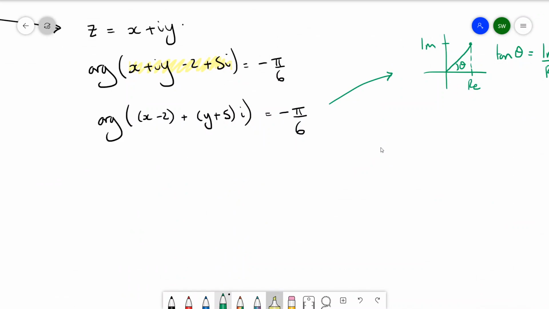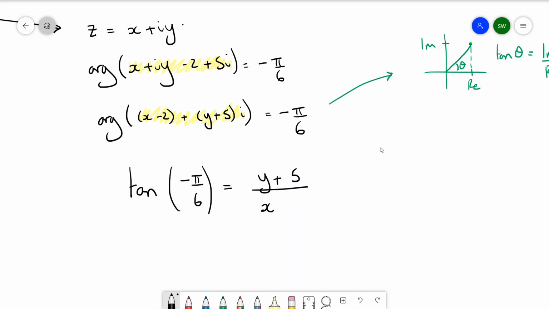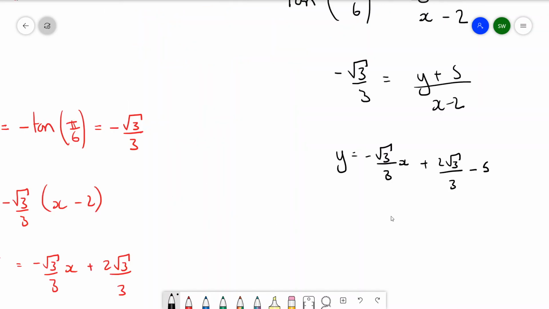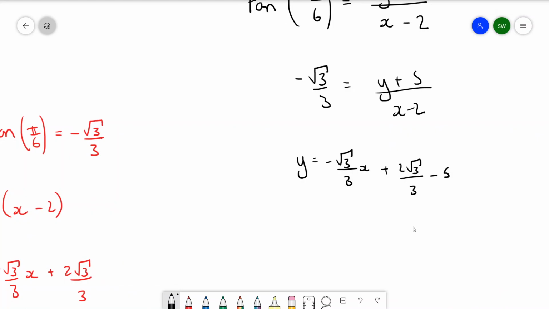So if we apply this to that problem here, we've got this yellow complex number here, and we're going to use the fact that if we do tan of that yellow complex number's argument, so tan of minus pi over 6, that's equal to the imaginary part, which is y plus 5, divided by the real part, which is x minus 2. So we'll end up with minus root 3 over 3 equals y plus 5 over x minus 2, and we'd get the same answer that we got before.